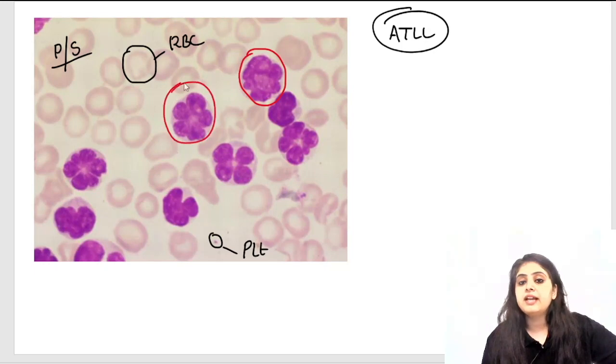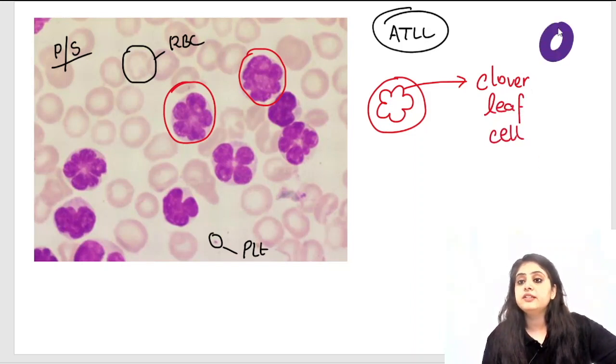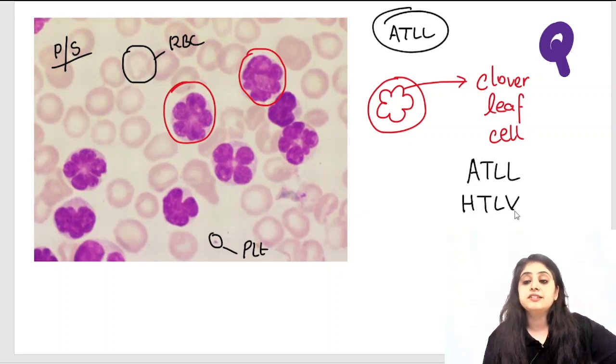And then I can see these kind of cells, and if I look at these cells carefully, the nucleus is looking convoluted, or you can say the nucleus is looking like a flower. So this is known as the clover leaf cells, and students who are preparing for INI-CET should keep this question in mind: where do you see clover leaf cells? Clover leaf cells are seen in which leukemia lymphoma? Adult T cell leukemia lymphoma caused by HTLV virus, and the gene responsible for it is going to be the tax gene.